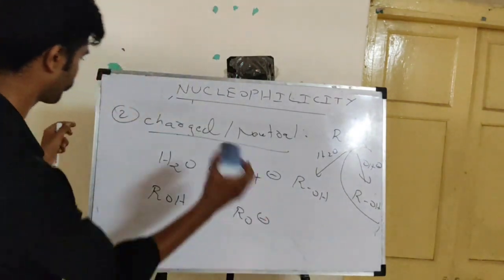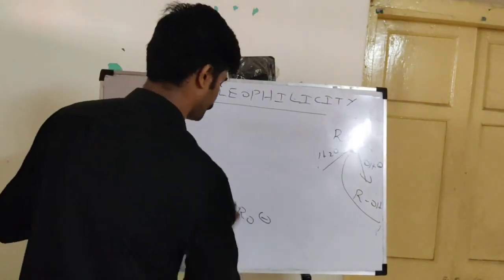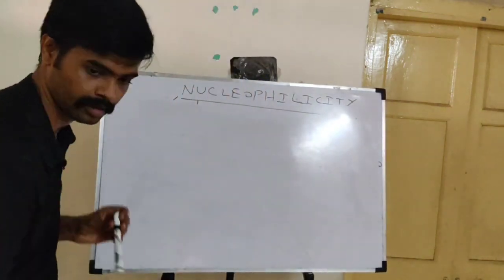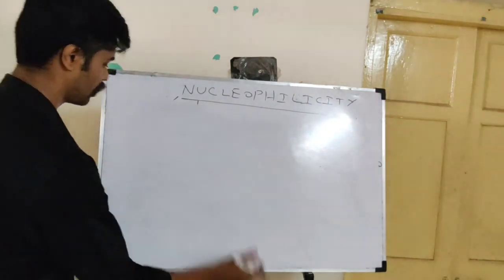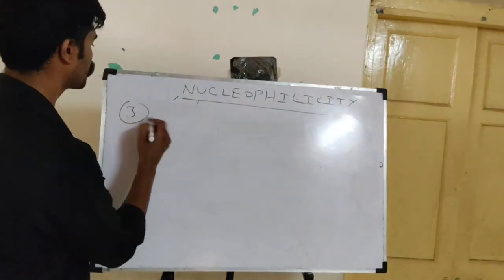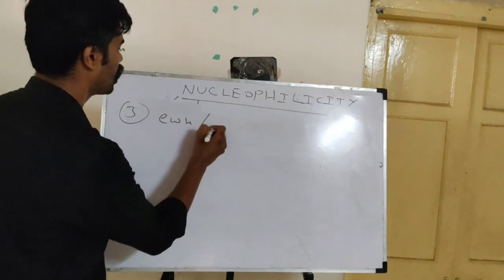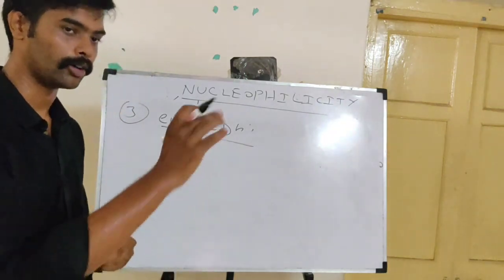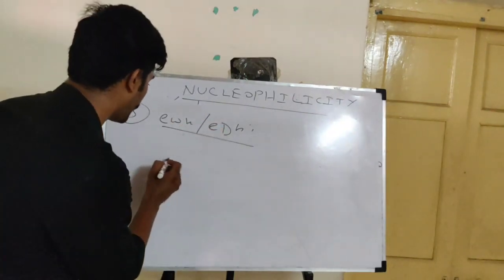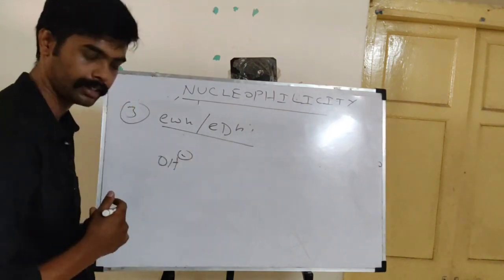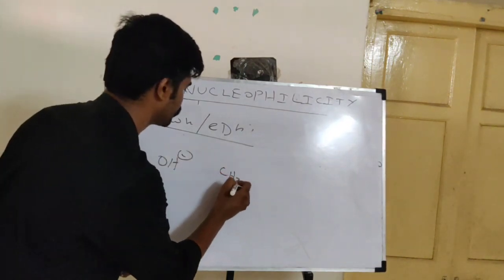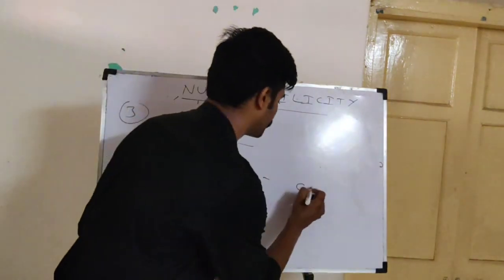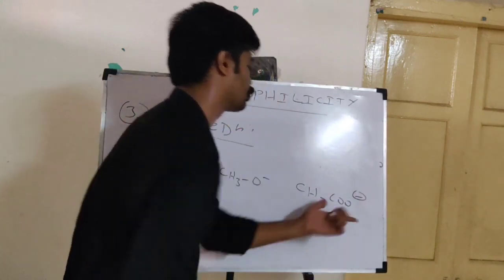Okay, moving on. Okay, now the third factor is going to be electron withdrawing groups or electron donating groups. Now this is going to be very logical, right? Now let me take an example. Say I have OH minus, I have CH3O minus, and say I have CH3COO minus.